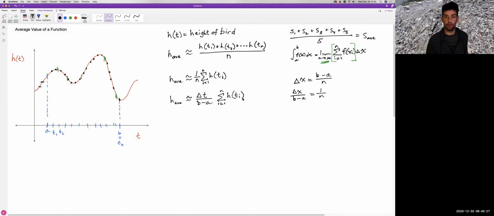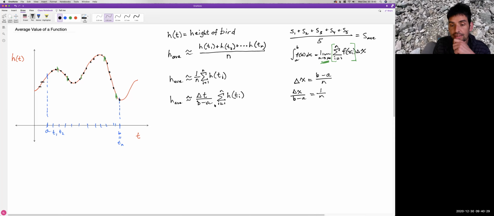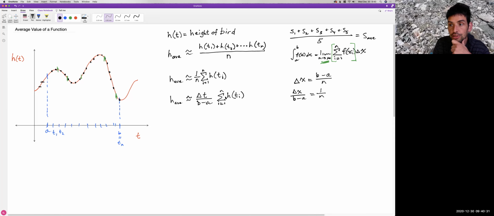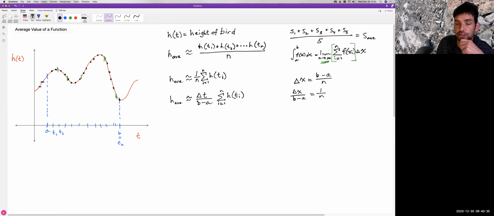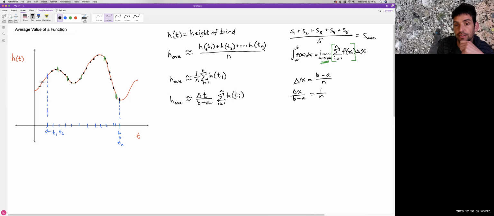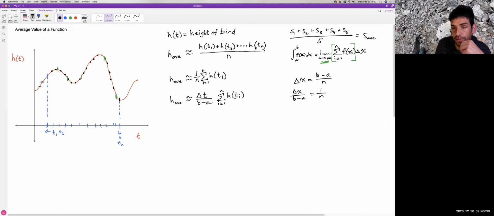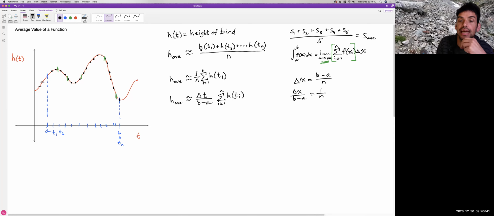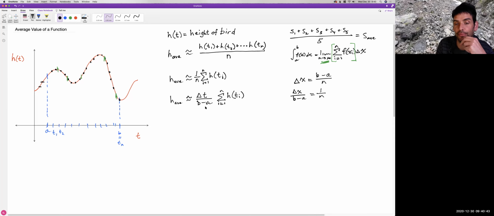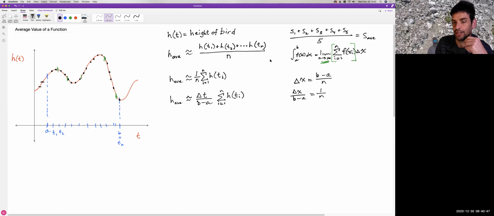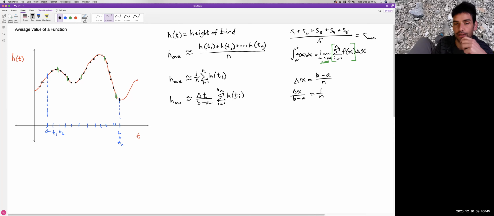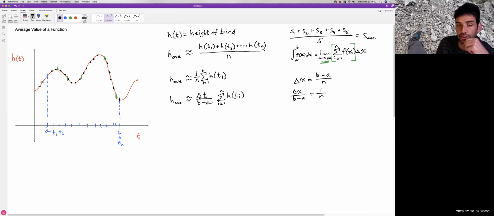Okay, we're almost there. Now, this expression, the summation notation, while it might be new to most of us still, remember, it's just a sum of numbers, right? These h of t sub 1, h of t sub 2, h of t sub 3, h of t sub n. And I'm multiplying that whole sum by this thing. I can distribute, right? If I imagine multiplying this numerator by some number, I can distribute that. So I'm going to distribute the delta t.